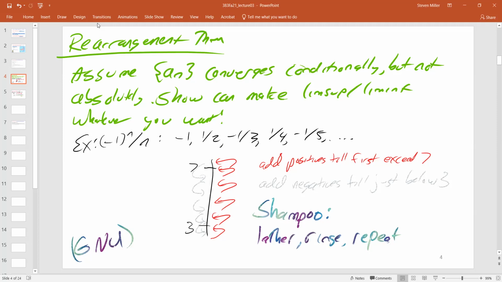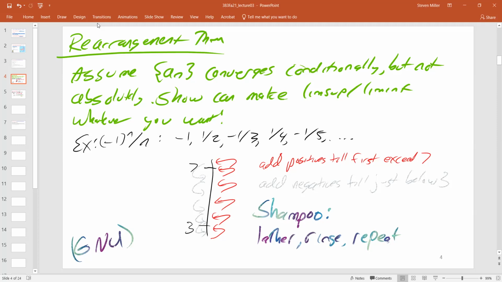And I know that bound is going to get smaller every single time because my positive numbers are getting smaller. So when I overshoot, what I'm using to overshoot is going to become smaller and smaller and smaller. So in the limit, I'm going to be overshooting 7 by less and less and less. And so I can arrange it so that my limsup will be 7 and my liminf will be 3.